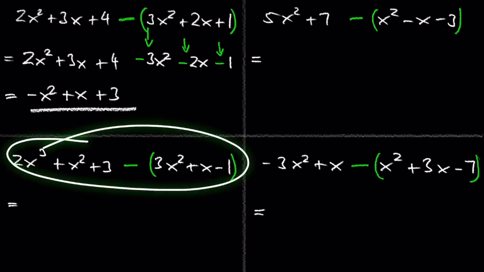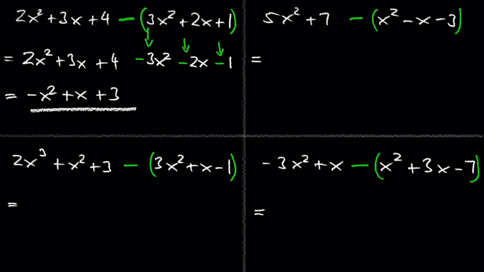Let's look at the next example. Again, the first step is important. When we subtract polynomials, we have to put parentheses. The next step is to remove the parentheses with a negative sign in front and flip every sign in front of each term inside the parentheses. So 3x squared becomes negative 3x squared. x becomes negative x. And negative 1 becomes 1.